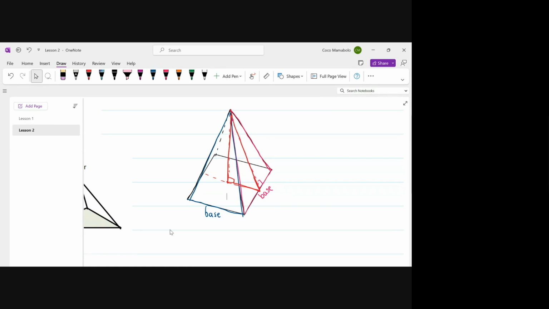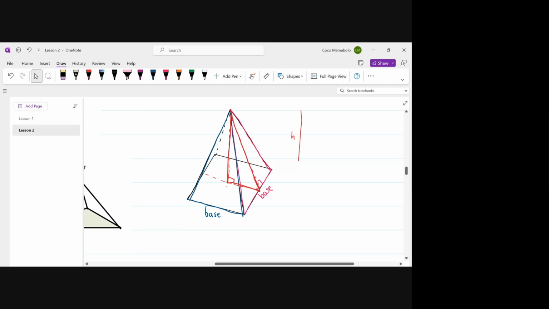It's a triangle, but what kind of triangle? Yes, Abu. Good. It's not just a triangle. It's a right-angled triangle. Do we see it? It's right-angled. And my slant height is also included. So I'm going to have the height from the apex on the inside.